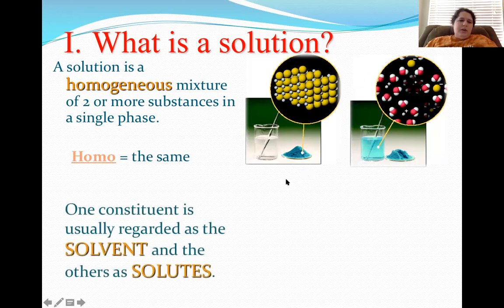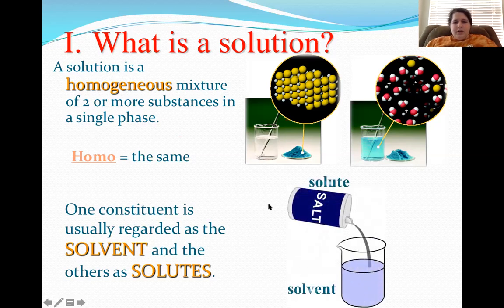In a solution, one constituent or part is usually regarded as the solvent. The others are known as solutes. The one that is doing the dissolving is known as the solvent. A lot of the time, your solvent is going to be water. The solute is the one being dissolved, such as salt right here. We're pouring the salt into the water, the salt is being dissolved by the water, so that's our solute.